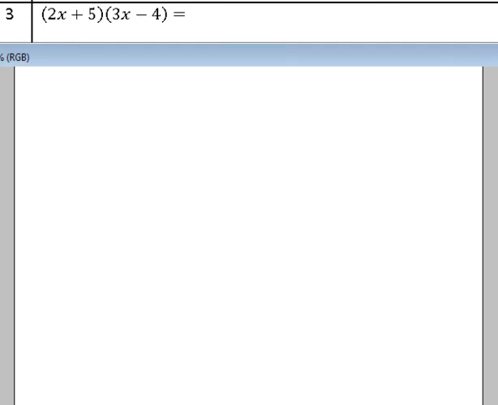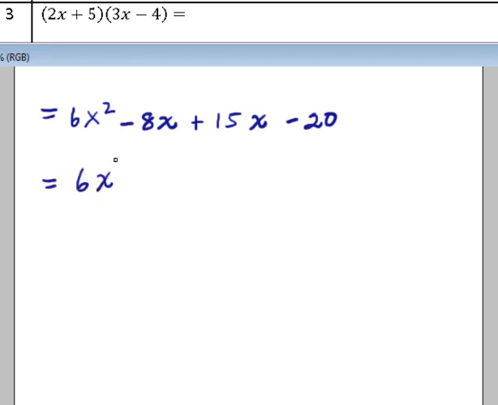Question 3 is a FOIL multiplication. So first we do 2x times 3x, which is 6x squared. And then the outer, 2x times minus 4, that's minus 8x. And the inner, 5 times 3x, that's plus 15x. And then the last, 5 times minus 4, that's minus 20. We'll just add those middle terms. So we have 6x squared plus 7x minus 20.